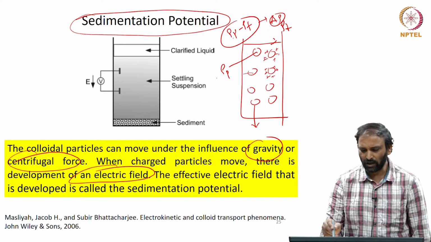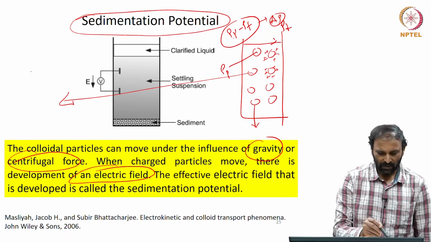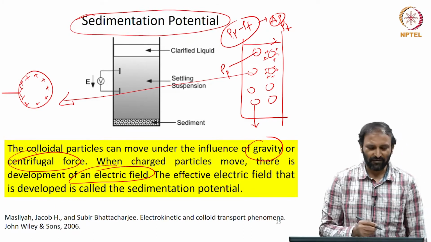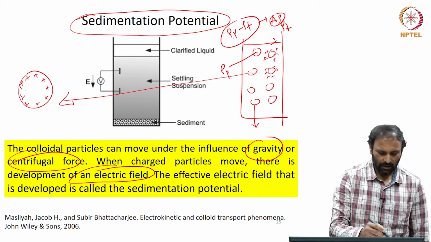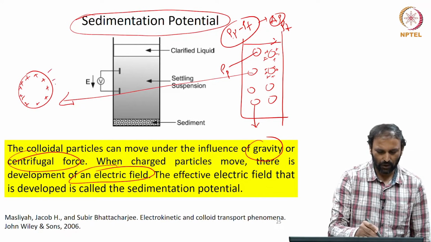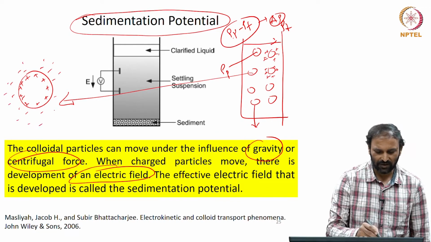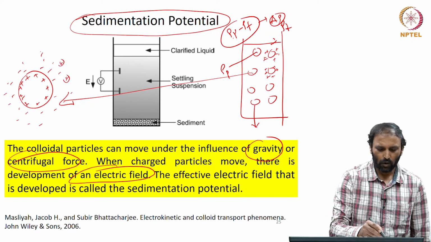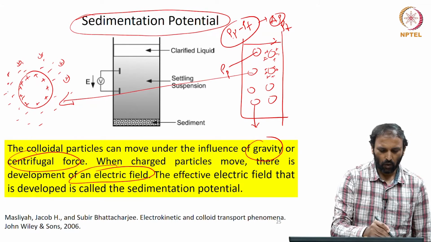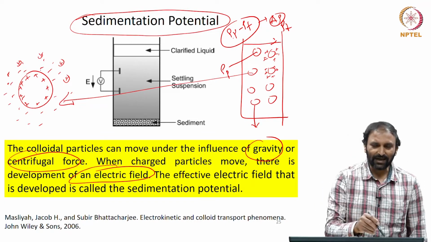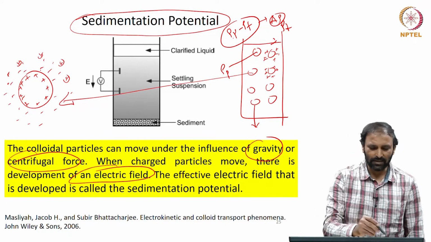So, if you look at individual particles, we know that I have a particle that is charged. Every charged particle would have an electrical double layer associated with it. So, we know that there are going to be counter ions in solution, and more counter ions as we go away from the surface, and of course, there are going to be co-ions as well. When the particles are stationary, this electrical double layer around a charged particle is symmetric.